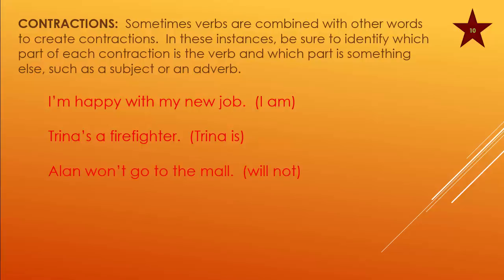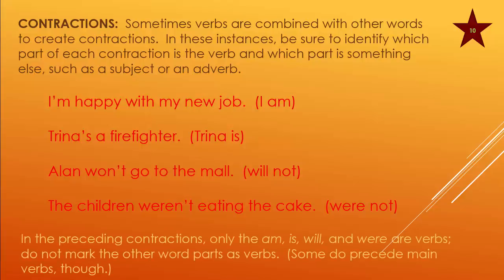Alan won't go to the mall. Won't is will, not. The children weren't eating the cake. Weren't is were, not. In the preceding contractions, only the am, is, will, and were are verbs. Do not mark the other word parts as verbs. Some do precede main verbs, though. Go and eating.